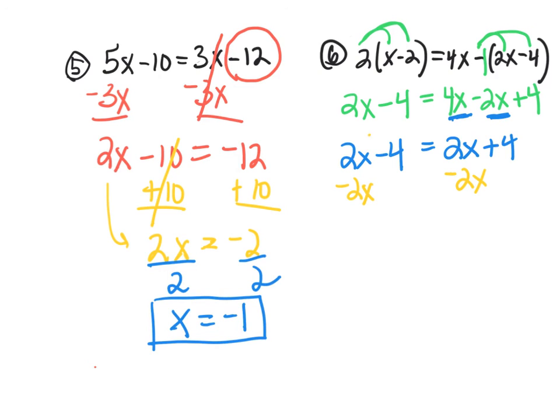And what happens is that the negative 2x on this side and the negative 2x on that side are going to cancel each other out. And what I'm going to be left with is a negative 4 is equal to a positive 4. So my variables cancel out. I'm left with something that is not true. And therefore, my answer to this equation is that there is no solution. There's no number that we can put in for our variable x so that we would have the right side of the equation equal the left side of the equation.